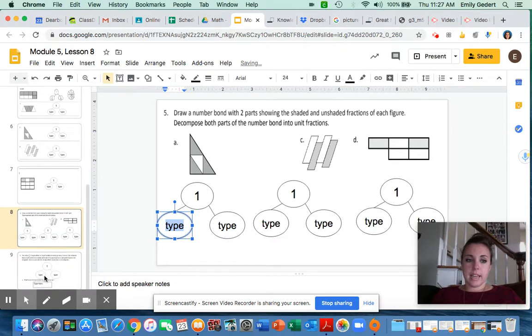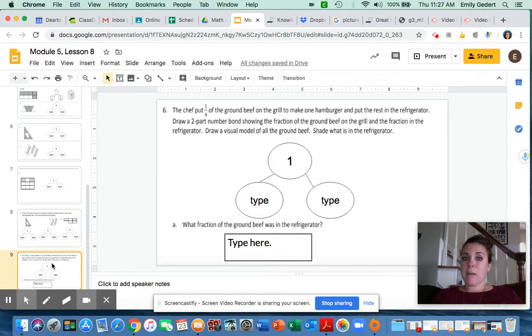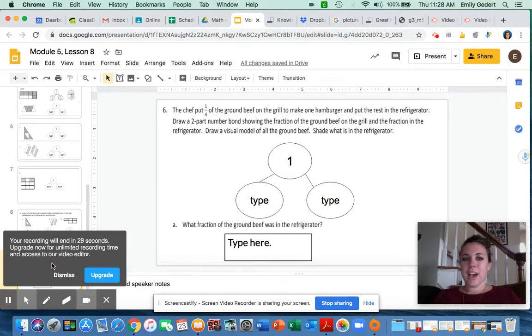And then number 9 is the same thing, only instead of a picture, you are going to read a story problem about a chef who uses fractions to make hamburgers, which I'm actually going to do tomorrow, just at home. So you're going to try to read it and fill it out, how much they use to make a hamburger and how much they put in the refrigerator. And then you just need to answer part A, what fraction of the ground beef was in the refrigerator.